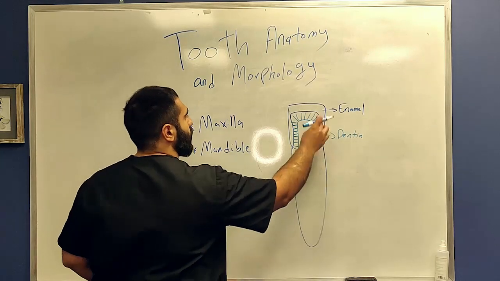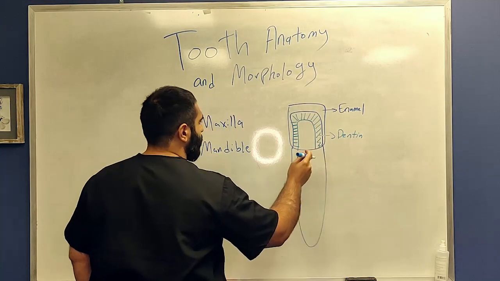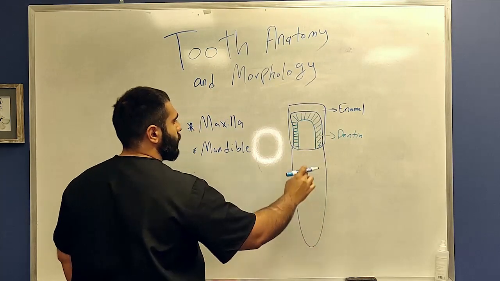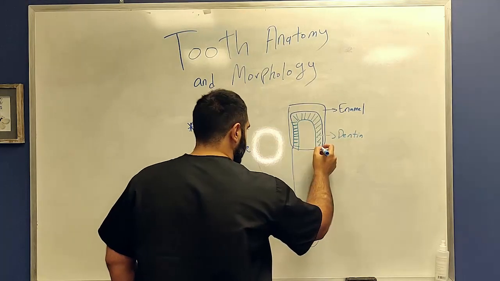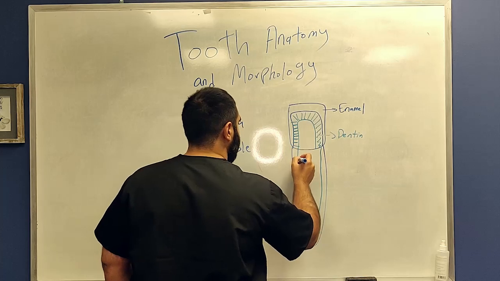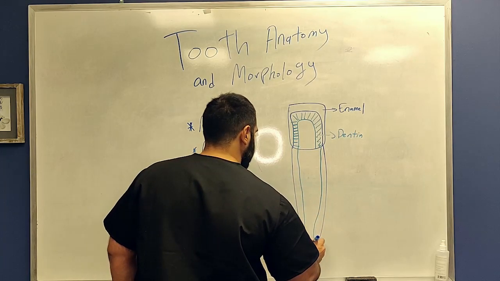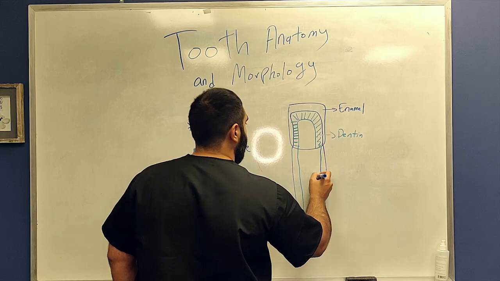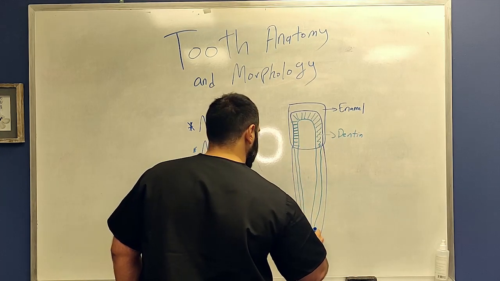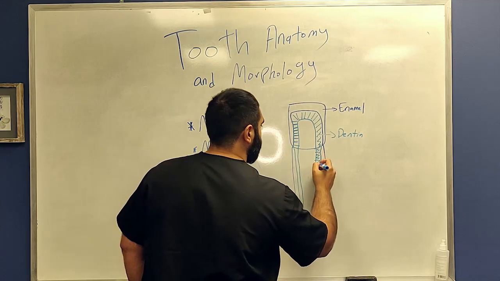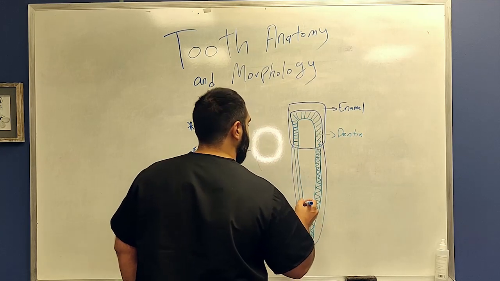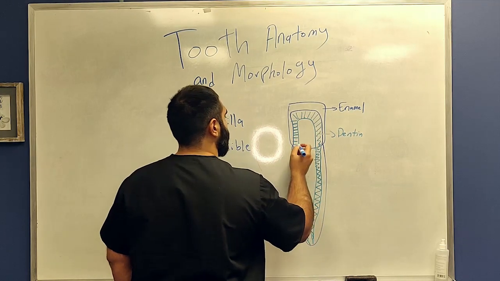Now, the difference between an enamel and dentin and every other layer is that enamel ends exactly where the crown is and it doesn't continue on to the root, but the dentin does. So you do have a layer of dentin as well in the root portion of your tooth.